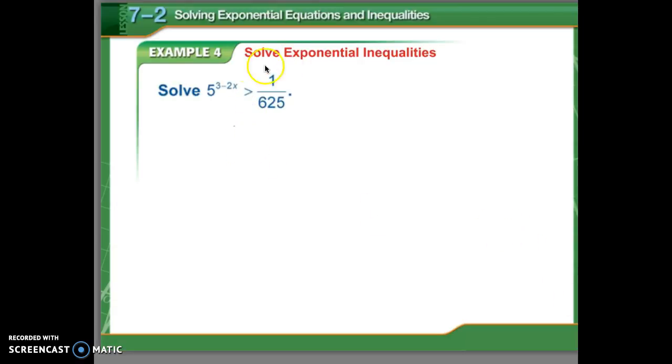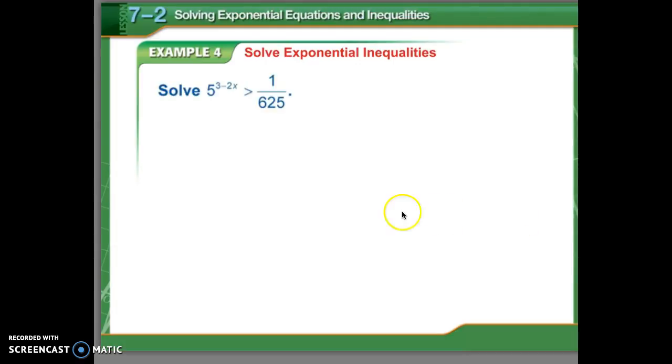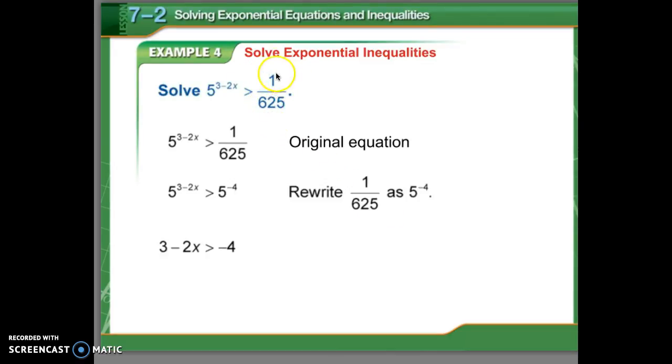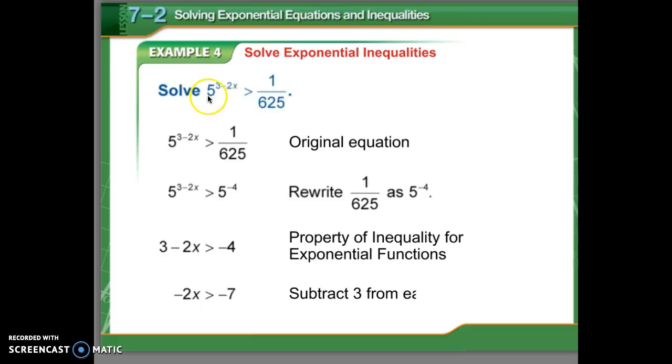So we're going to try to solve the inequality for example 4 that says 5 to the 3 minus 2x power is greater than 1 over 625. The first thing we want to do is look at this fraction 1 over 625 as 5 to some power, since we have 5 on the left side of the inequality. And 625 is 5 to the 4th, so 1 over 625 would be 5 to the negative 4th power.